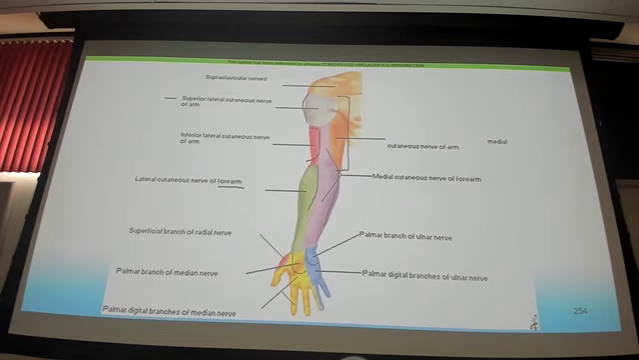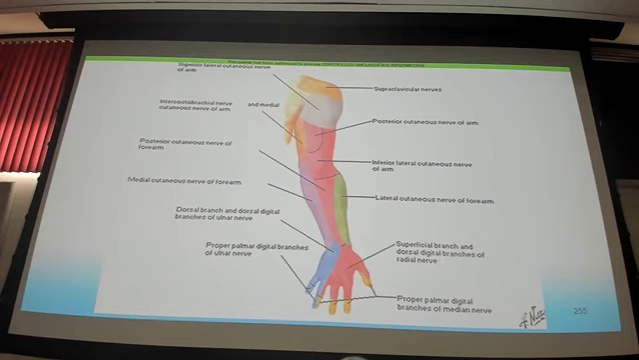We'll get into the hand in a second. Same thing over here where you have the posterior cutaneous nerve of the forearm. Now the medial cutaneous nerve of the forearm that wrapped around. And most of these, if you were given the diagram, you could pick them out just based on the words that they use for it.